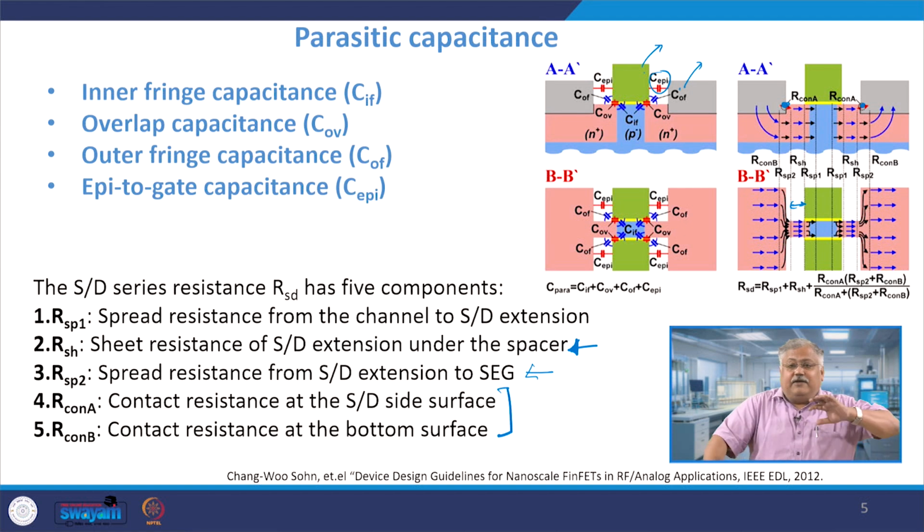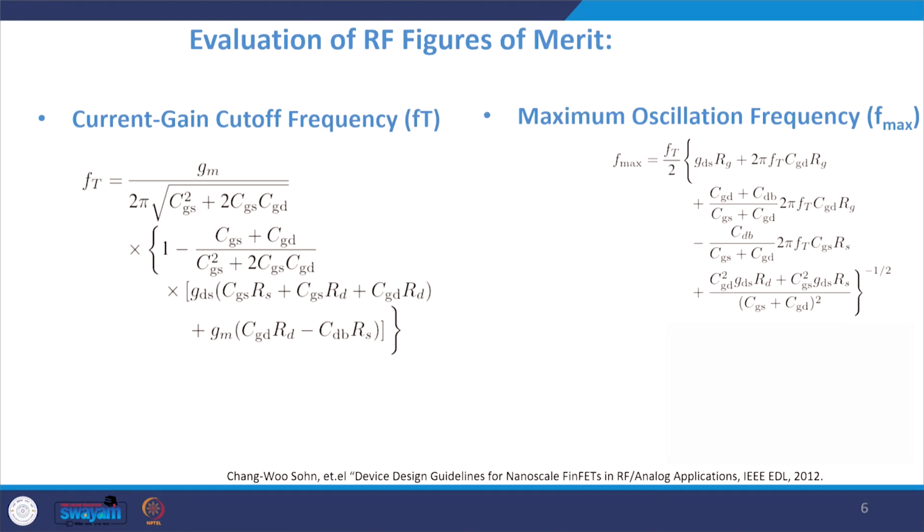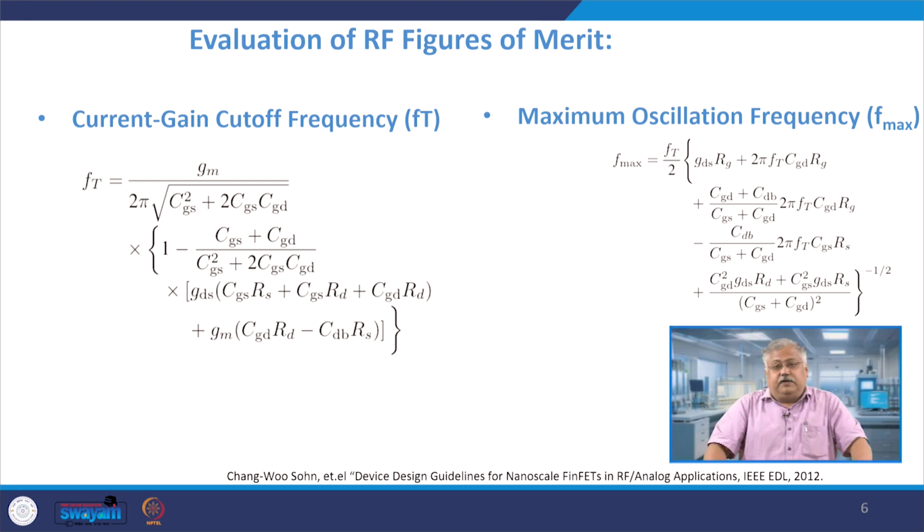So, there are 5 resistances which act to the body, and these are actually not only structurally dependent, they also depend upon the doping concentration and also on the bias conditions. There are 2 important figures of merit which any RF designer looks into. One is the current gain cutoff frequency and also the maximum oscillation frequency.